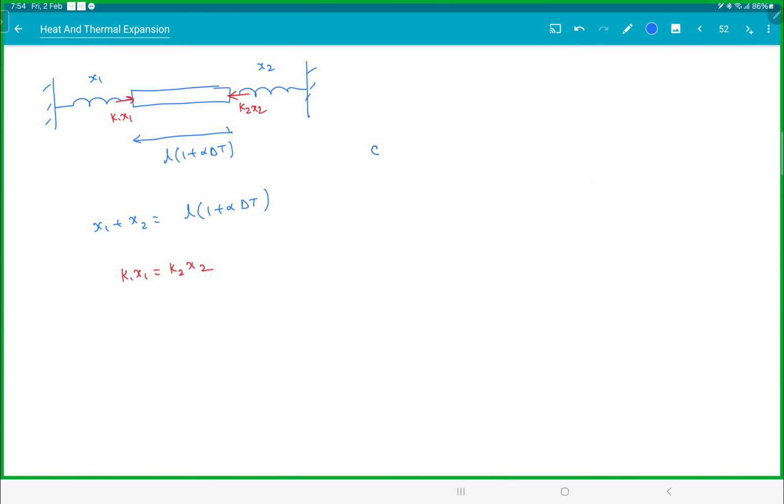And then third, energy conservation. So heat supplied is going for ms delta T to change the temperature plus half K1 x1 square plus half K2 x2 square. So the energy goes into two springs and ms delta T. Done. Three equations, three unknowns.